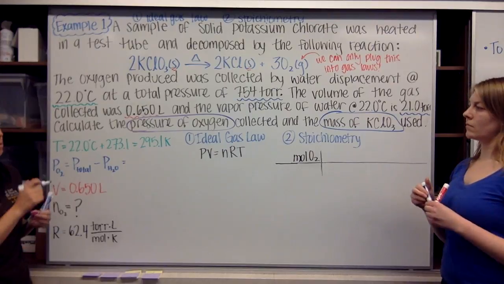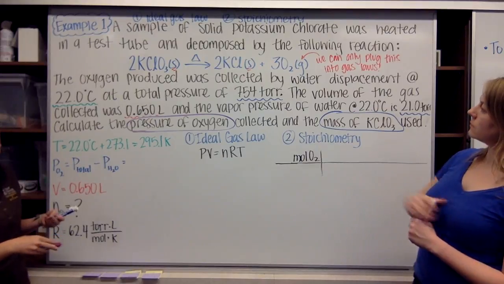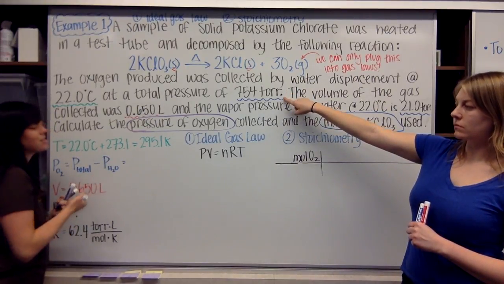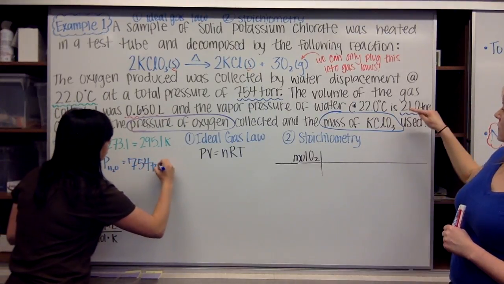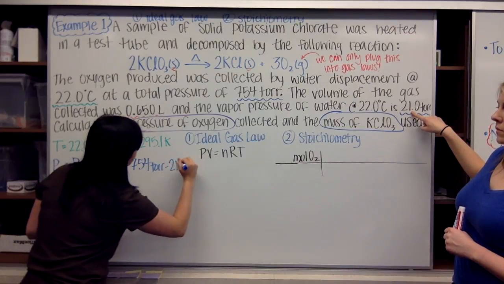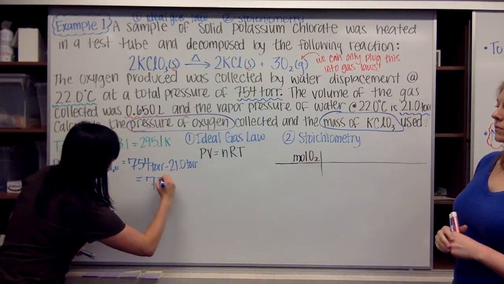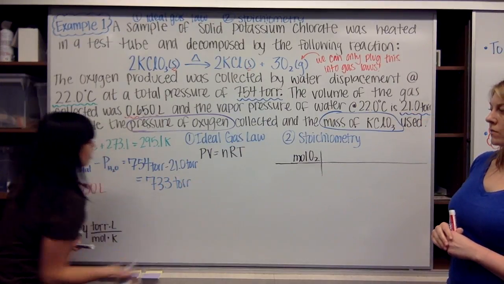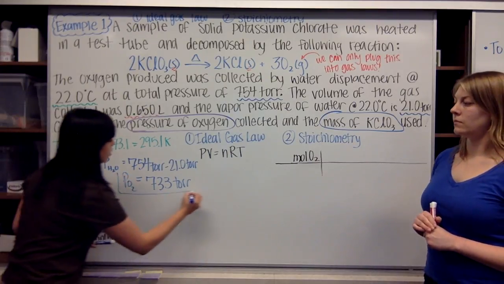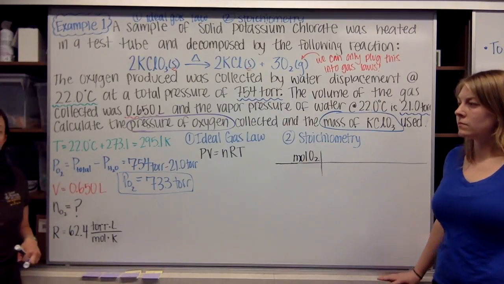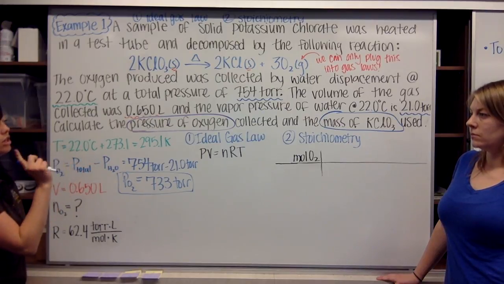So first I'm going to solve for the partial pressure of oxygen. And that is just going to be equal to my total pressure, which is 754 torr, minus my water vapor pressure. So 754 torr minus 21.0 torr equals 733 torr, rounded for sig figs. So that is my partial pressure of oxygen. That is one of my answers. That was pretty easy.